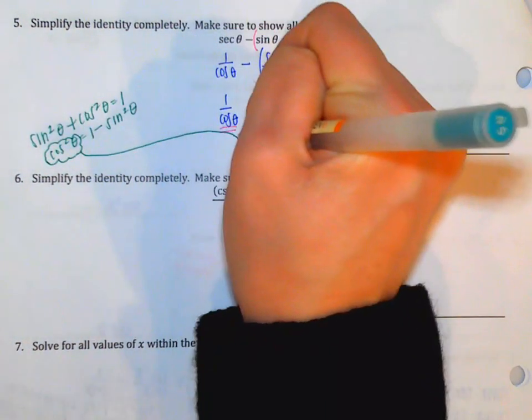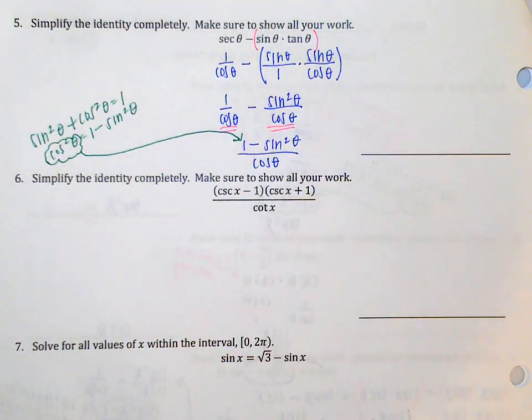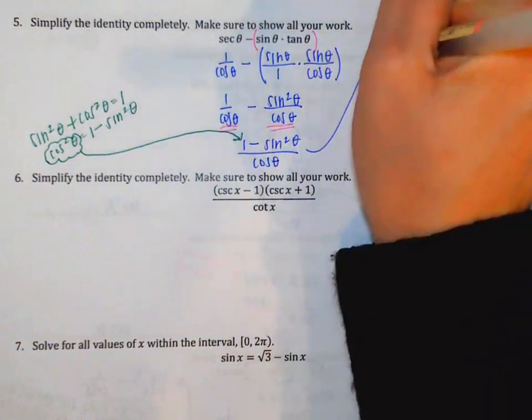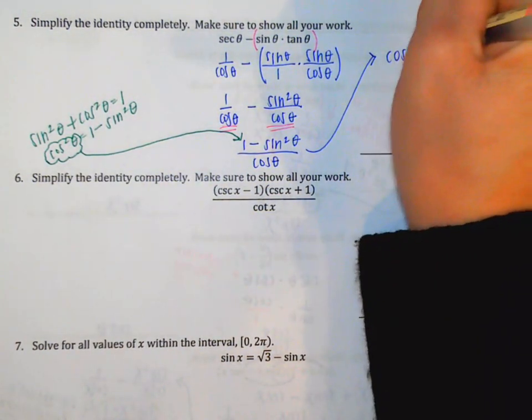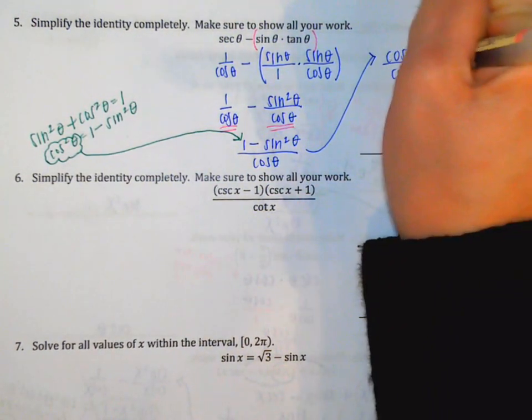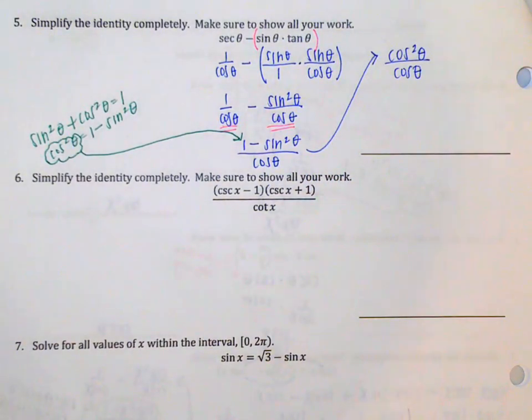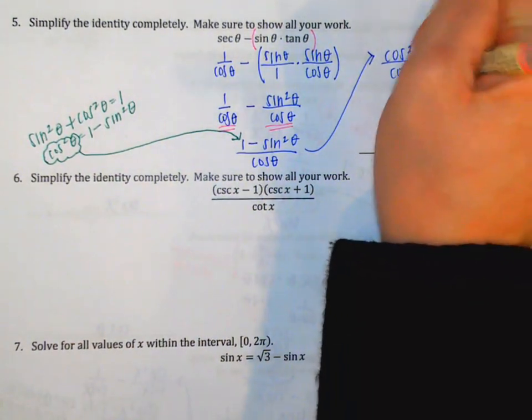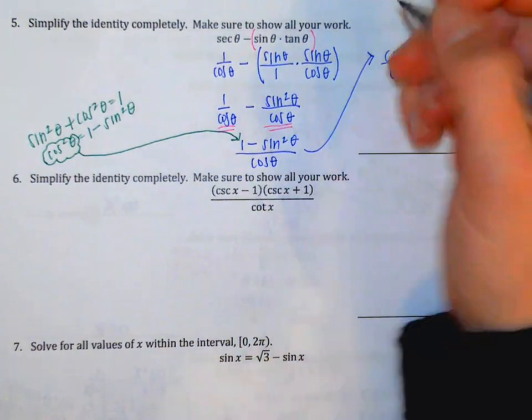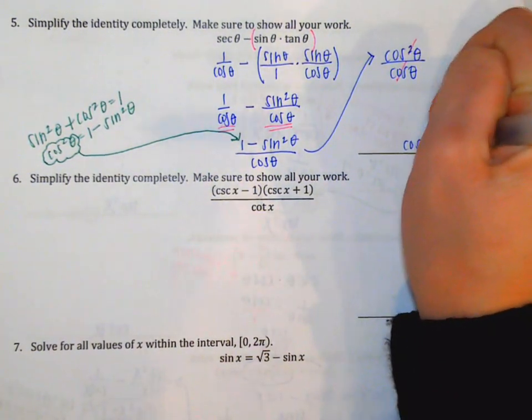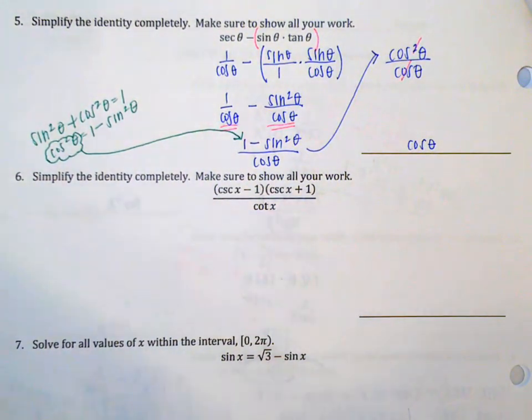I can substitute in. And so I'm going to move my work up here. I have cosine squared theta all over cosine. So now I have a cosine squared on top, 1 on bottom, and I'm going to be left with a regular cosine theta. Whew, okay.